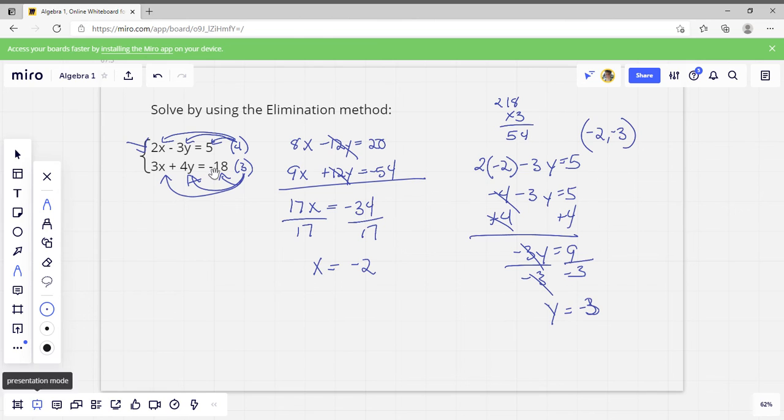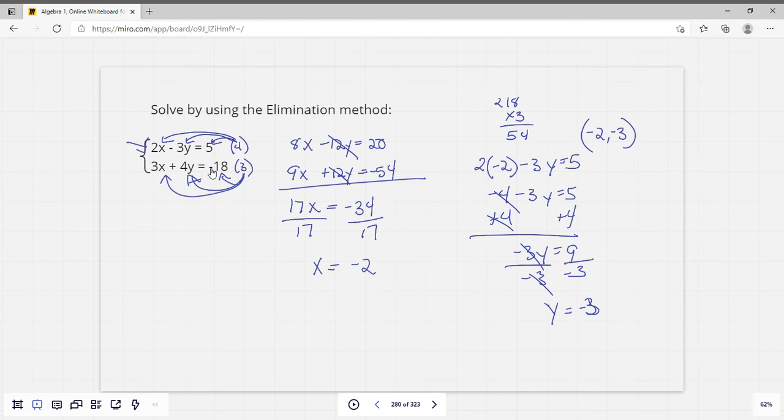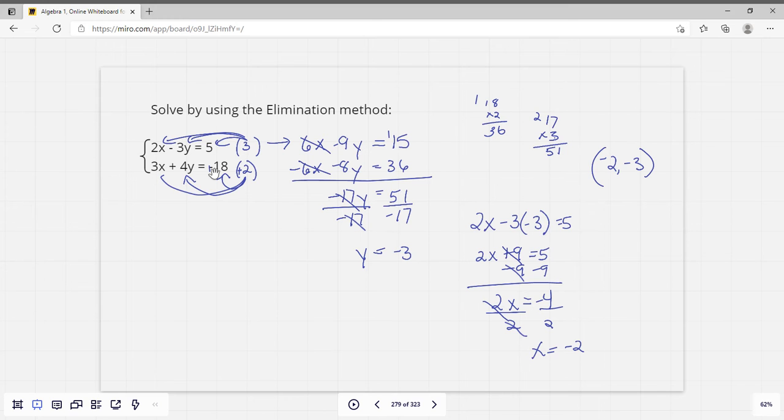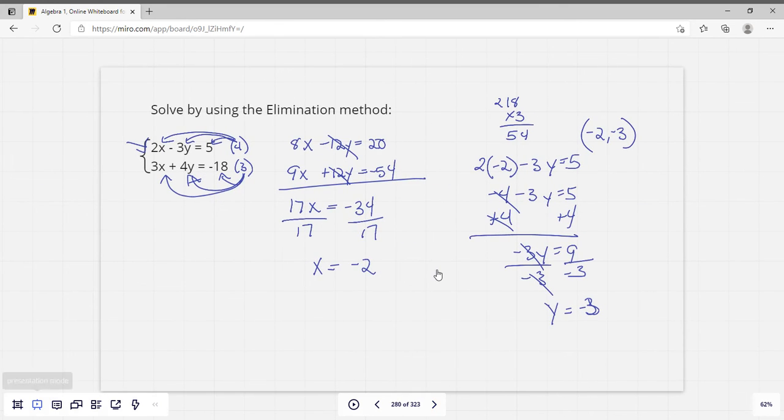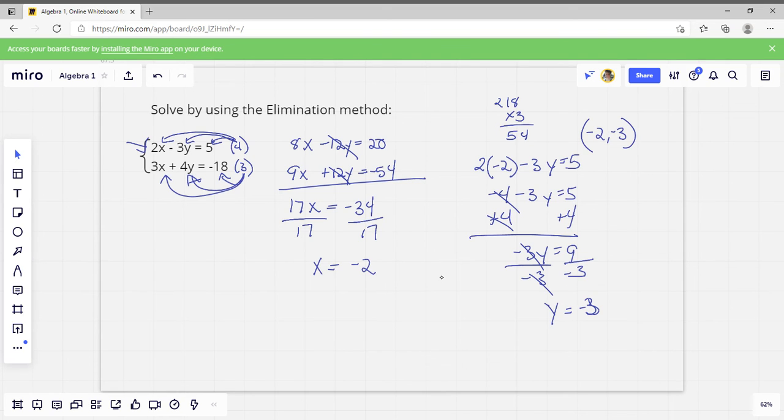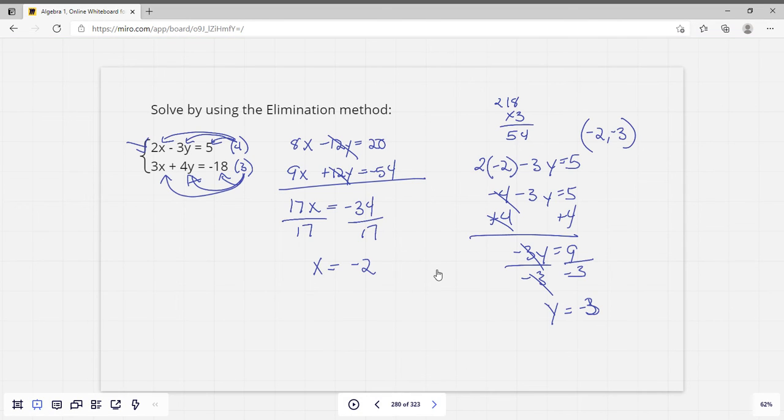All right, and this should be the same as our last one, so let's go back and look. Negative 2, negative 3 right there. Negative 2, negative 3. So it doesn't matter which variable you solve for, which one you try to eliminate. You can do it either way.